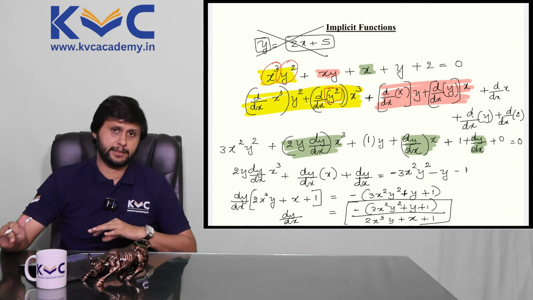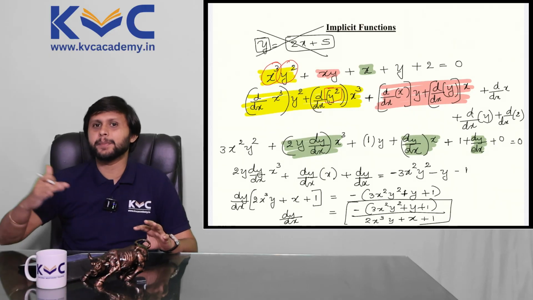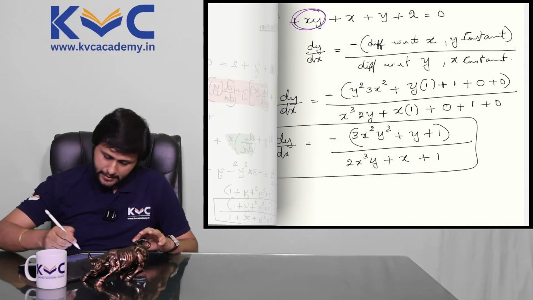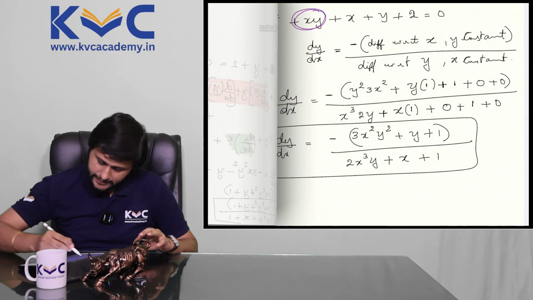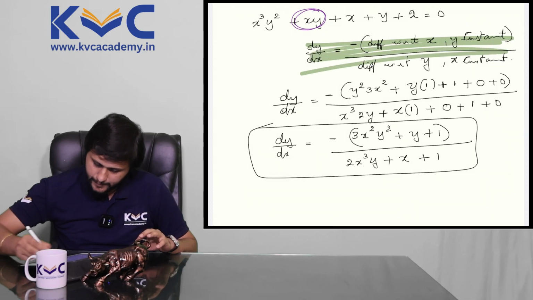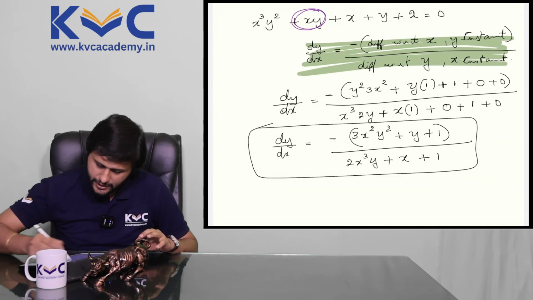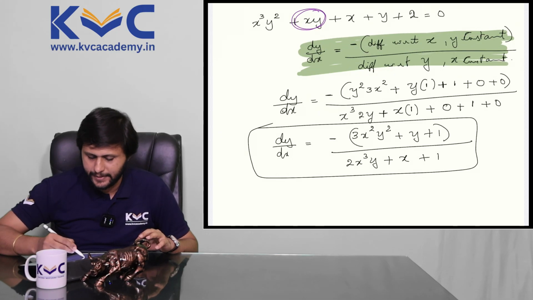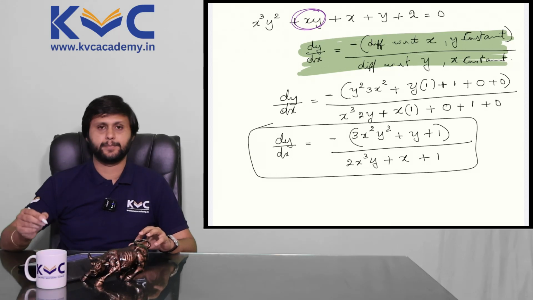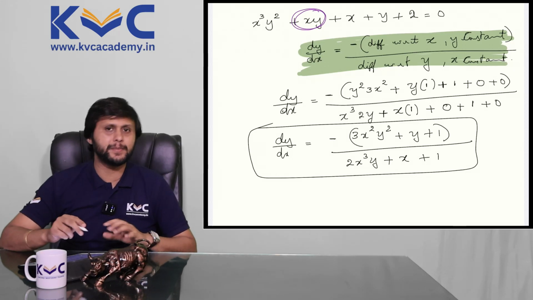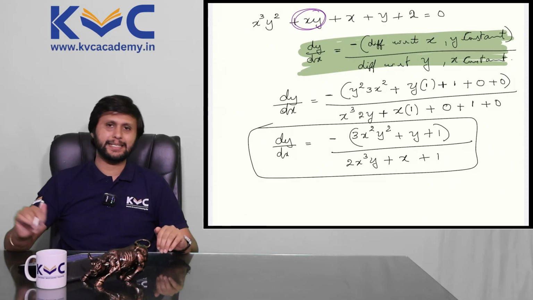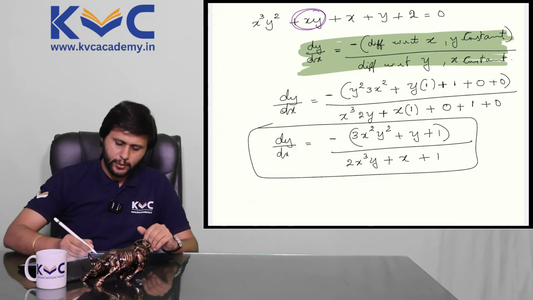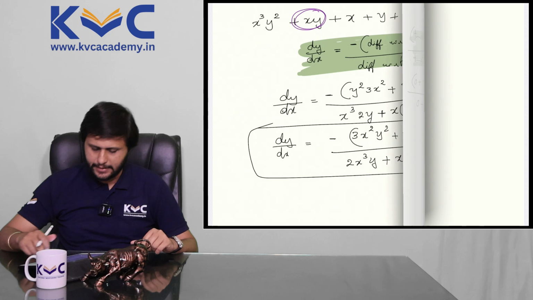Much less effort. But just that you need to remember this one formula. I will highlight that now. This particular formula: differentiate with respect to x, keeping y as constant. Differentiate with respect to y, keeping x as constant. You use this, any problem with an implicit function can be solved easily. Let me show a couple of more examples.